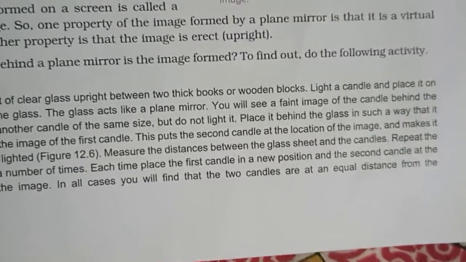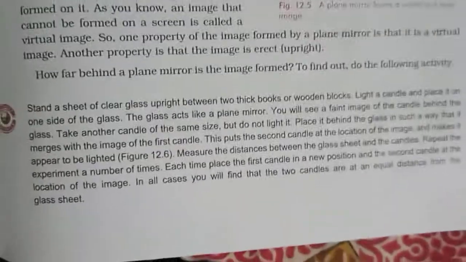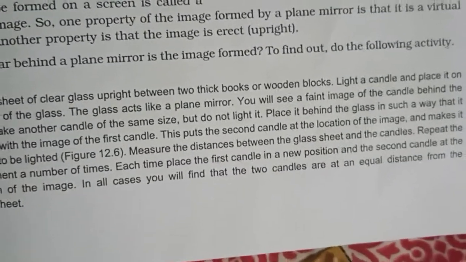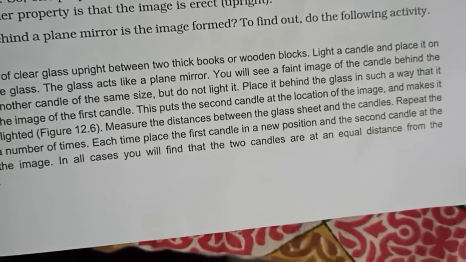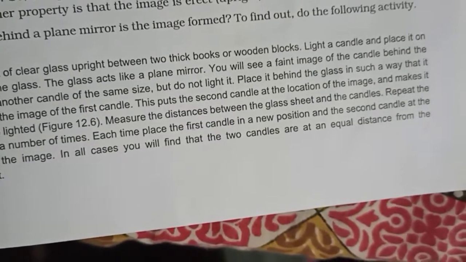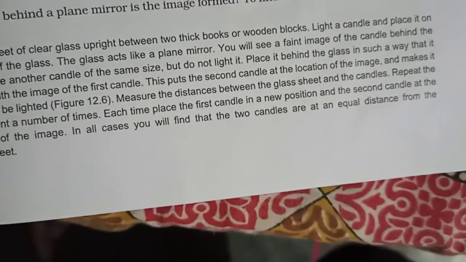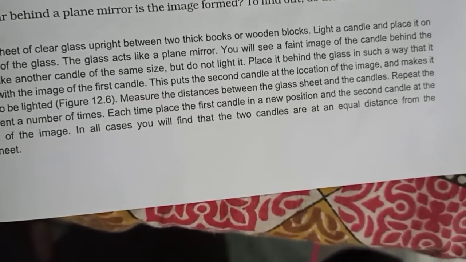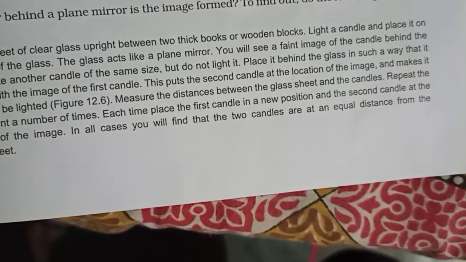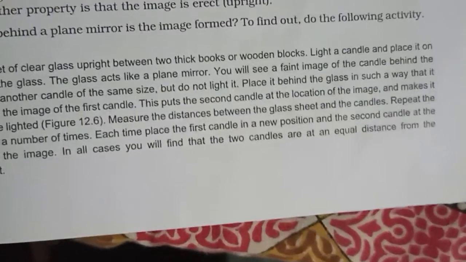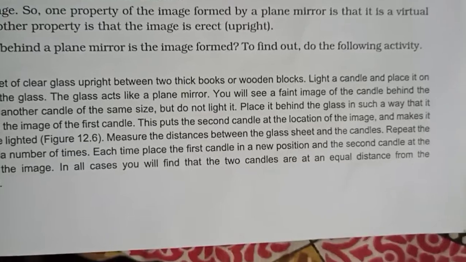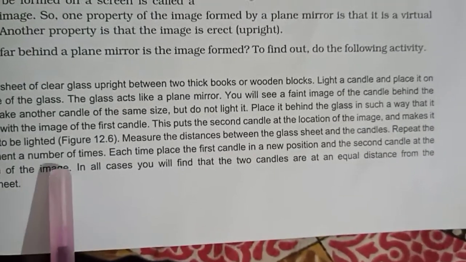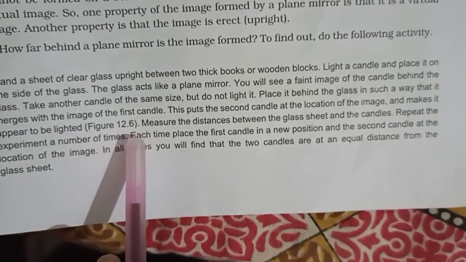Then we will take another candle of the same size, but we will not light it. We will place it behind the glass in such a way that it merges with the image of the first candle. This puts the second candle at the location of the image and makes it appear to be lighted. See, they are telling us, in figure 12.6 we can see this.